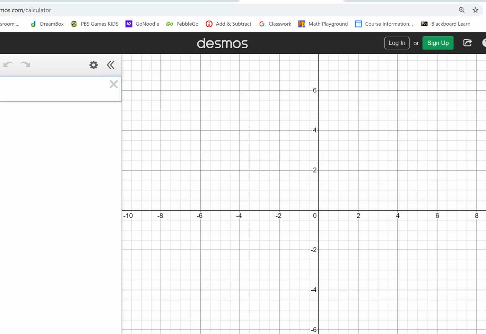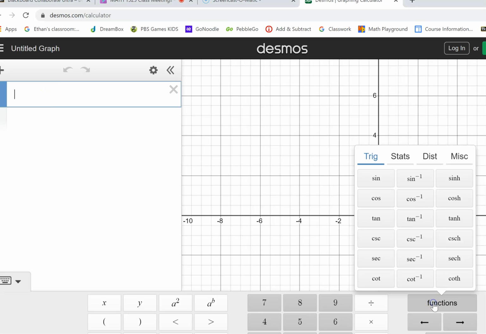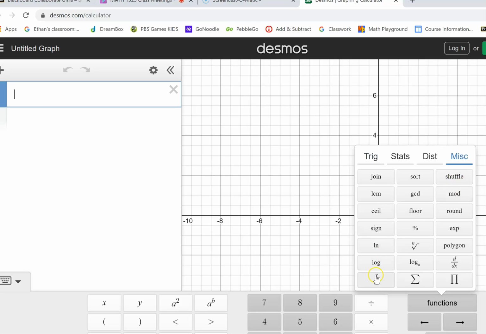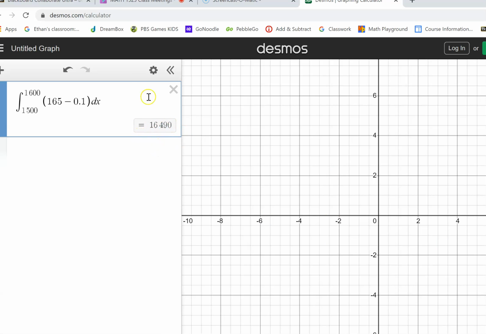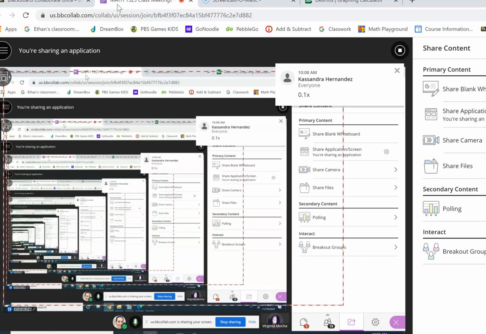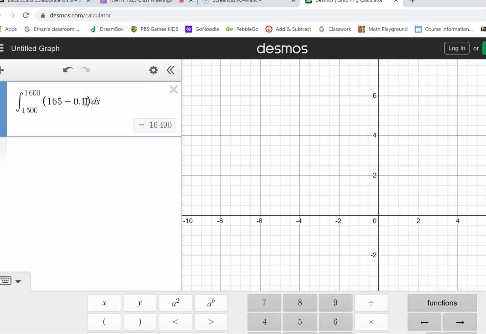Okay, so let's type in our integral. I'm just going to go straight down to my keyboard. Then again, you go to the miscellaneous menu and go to your integral. And I'm going from 1,500 to 1,600. And then in parentheses, it's 165 minus 0.1x dx. Even though I can't see it on the graph, it's calculated that integral for me. And if you want to do it by hand, you totally can. Oh, go ahead. I forgot the x. Oh, I forgot the x? Yeah. Okay, thank you, thank you. Oh, I did. Holy smokes. That's better. Oh, that would have been a lot of TVs.